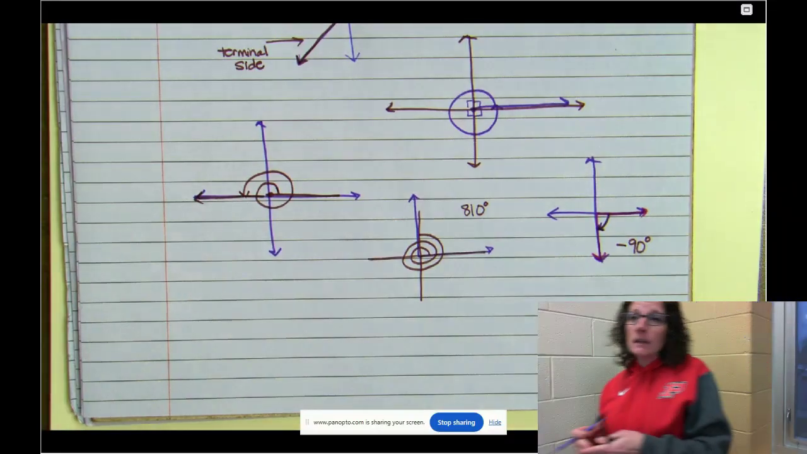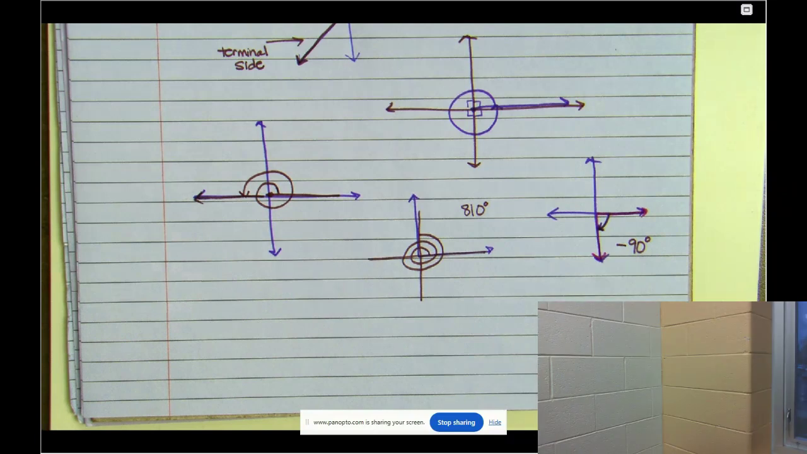If you've taken physics class, you remember that velocity is speed and direction. This is similar. So it's 90 degrees. The negative just means you're going the other way. Okay? So you can have positive angles, and you can have negative angles.